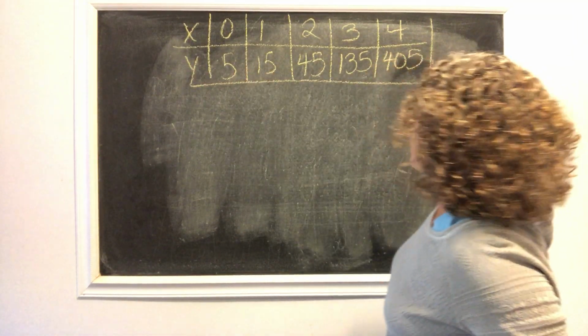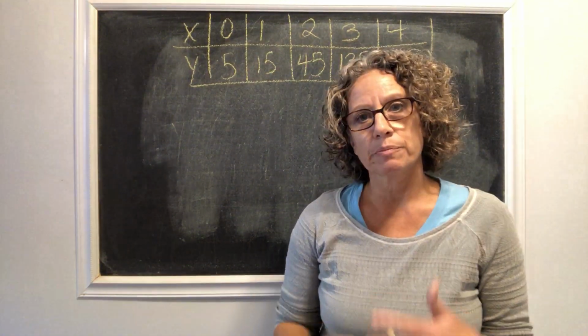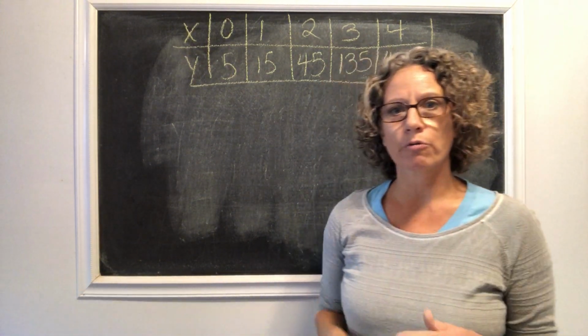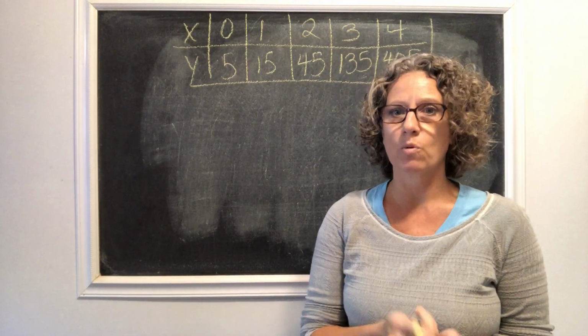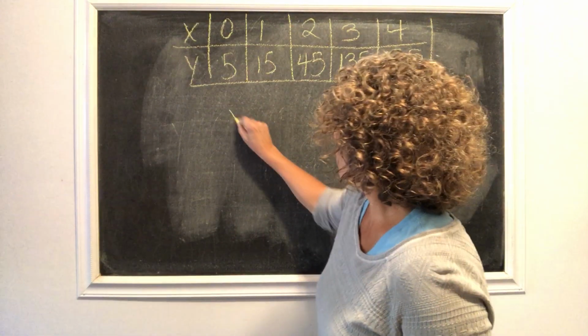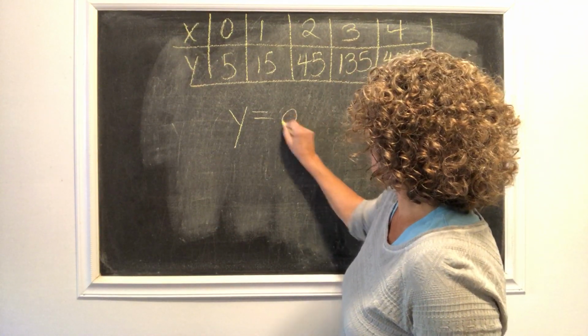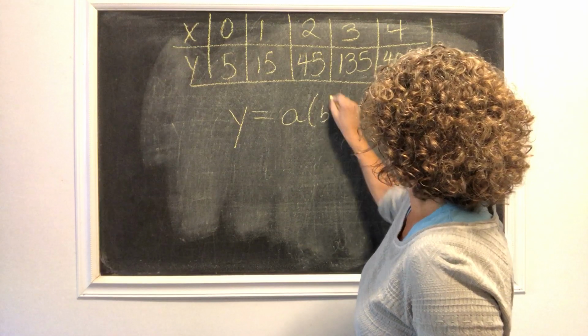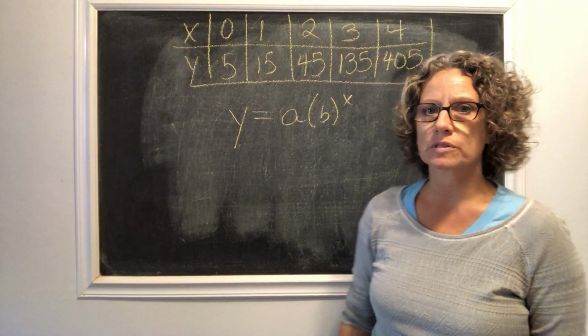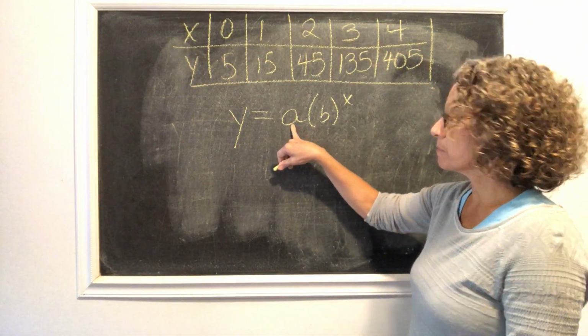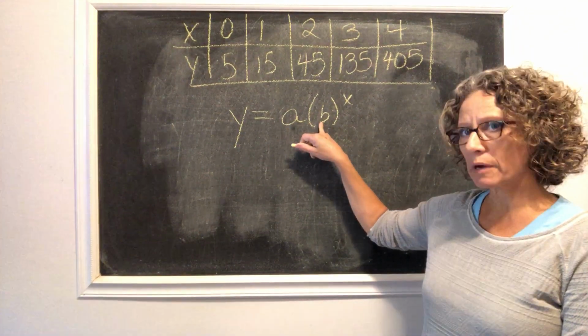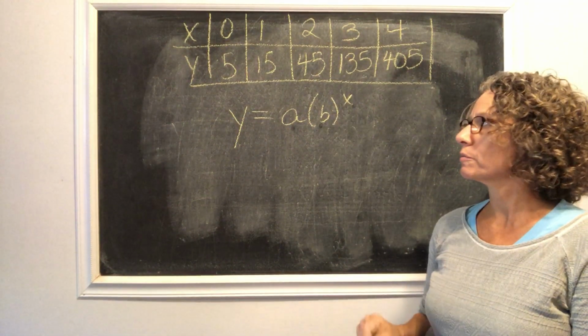Okay, now I need to be able to write a function for this. So right off the bat, I want to look for, is there a y-intercept? Because the form of the exponential equation is going to take this form: y equals a b to the x. A is my starting point, b is my growth factor, and x is my variable.